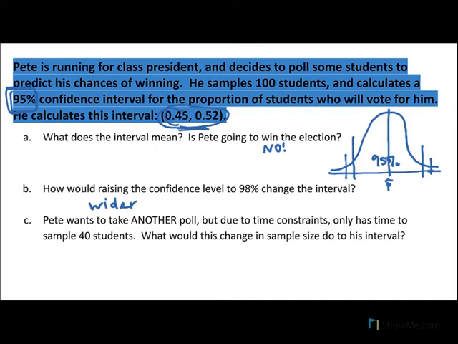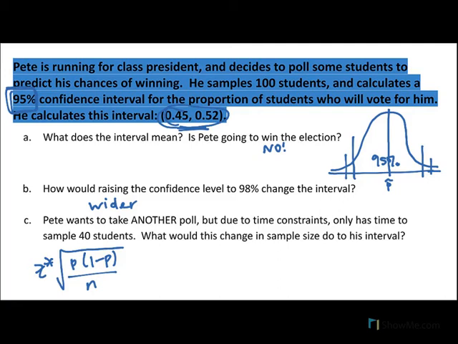And then part C: Pete wants to take another poll, but due to time constraints, he only has time to sample 40 students. How would that change his interval? 40 students, a smaller sample size, is also going to potentially make his interval wider. Remember that when we talk about our margin of error, what we're adding and subtracting, n is in the bottom of a fraction, which means the bigger it gets, the smaller your margin of error or standard deviation gets. And the smaller that value of n is, the wider or bigger your margin of error is.